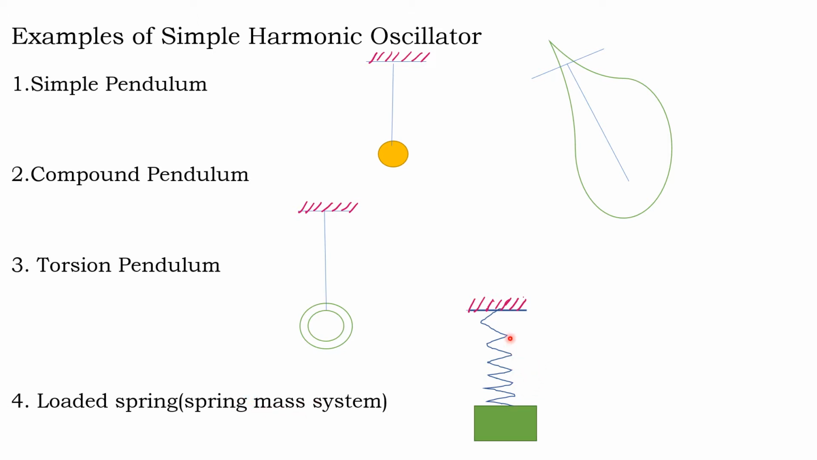The fourth one is a loaded spring or a spring mass system. It consists of a massless spring suspended vertically from a rigid support, having a body of mass m attached to its free end. Today we are going to study an expression for the time period of oscillation of a simple pendulum.